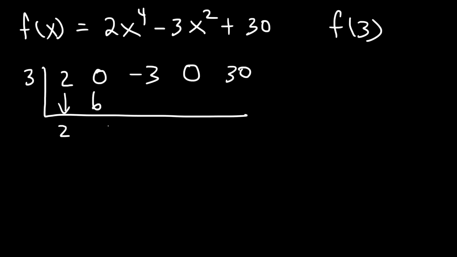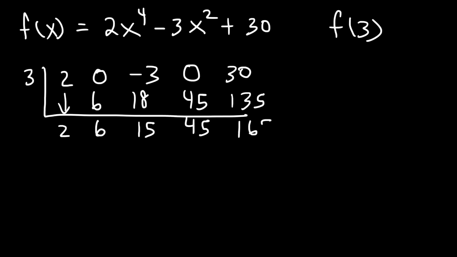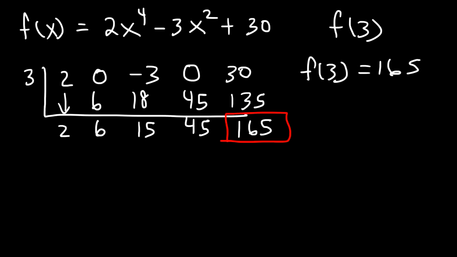3 times 2 is 6, 0 plus 6 is 6. 3 times 6 is 18. And then negative 3 plus 18, that's 15. 3 times 15 is 45. And then 3 times 45. 3 times 40 is 120. 3 times 5 is 15. So 120 plus 15, that's 135. And if you add 30 to it, that will give you 165. So therefore, f of 3 is equal to 165. That's the answer.